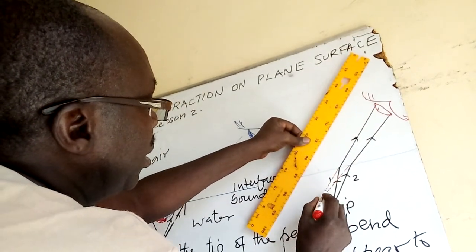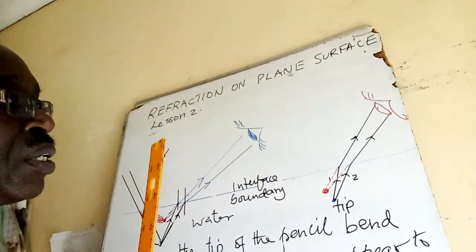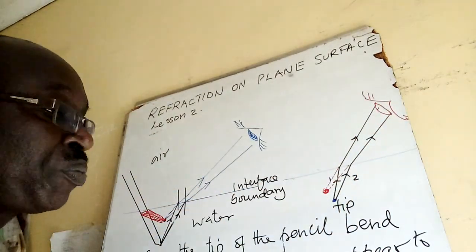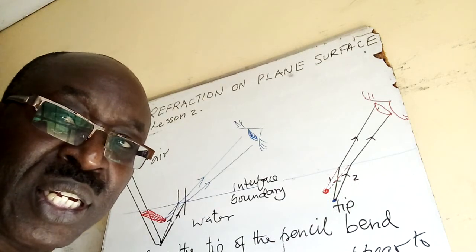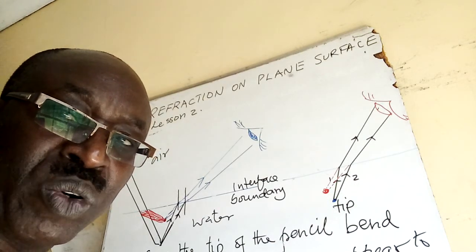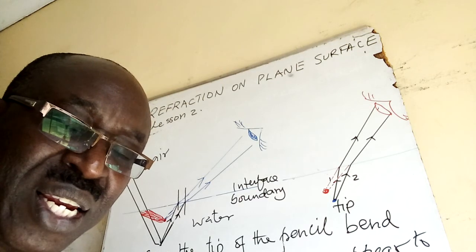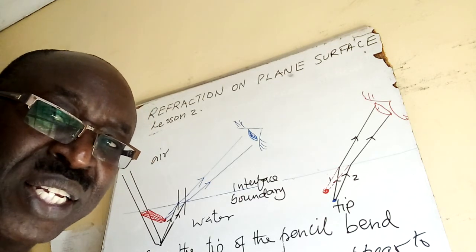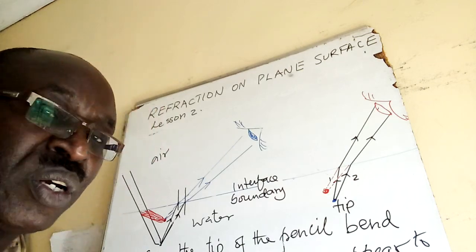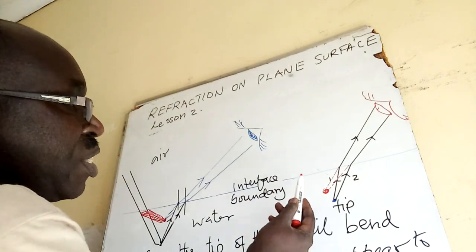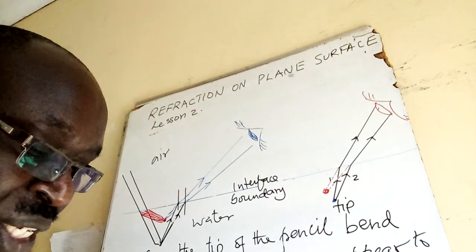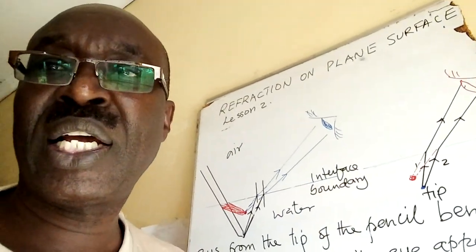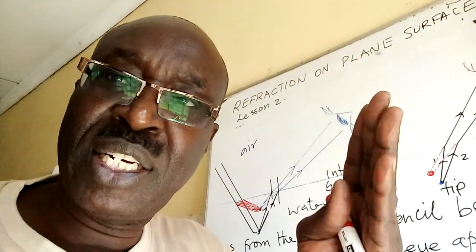So you see, to the eye it is straight. The dotted ones are extensions, because they have to meet for you to see that image. At least two rays have to meet for you to see the image. So this tip now appears here. Okay? It's the same thing even when you look at it straight.